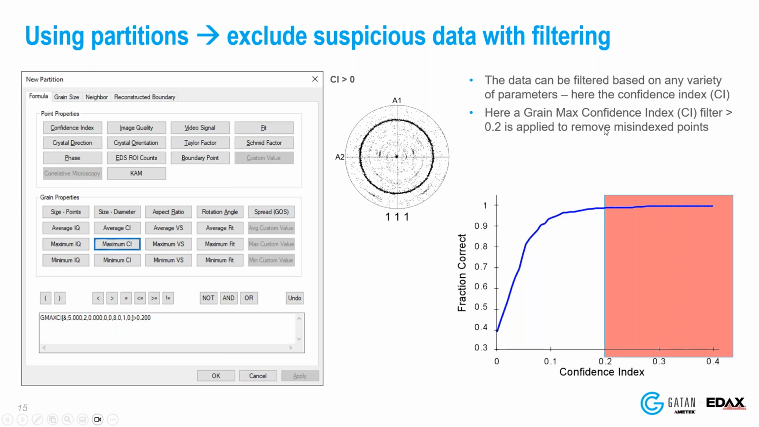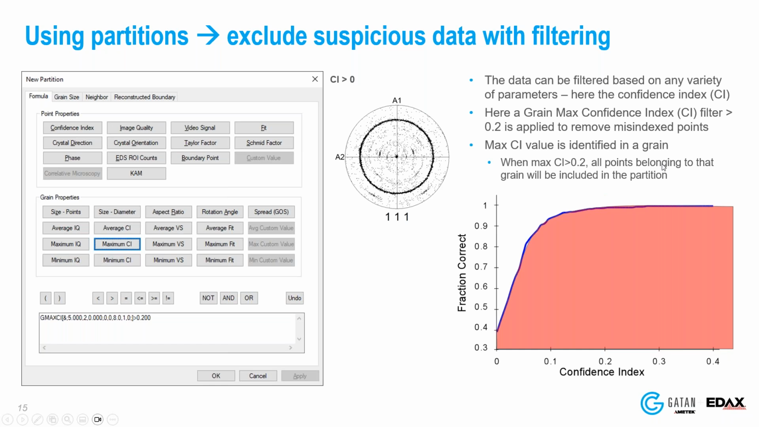What we've done here is change it for a grain max CI. And what that means is that I look in a grain, I find the pixel with the highest confidence index value, that's the best indexing solution. And all the points with the same orientation are automatically selected without having to do a standardization, which we did in the past. So effectively all the points below the curve, even if the CI is 0, as long as the orientation fits the grain, we say, okay, we want to use it.